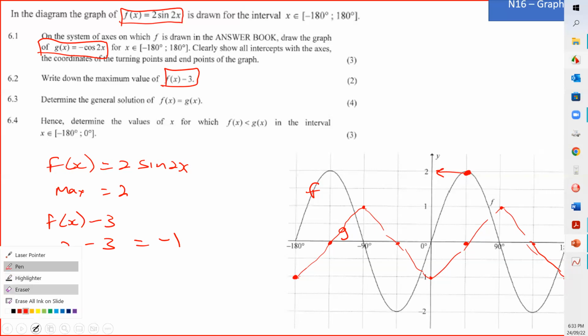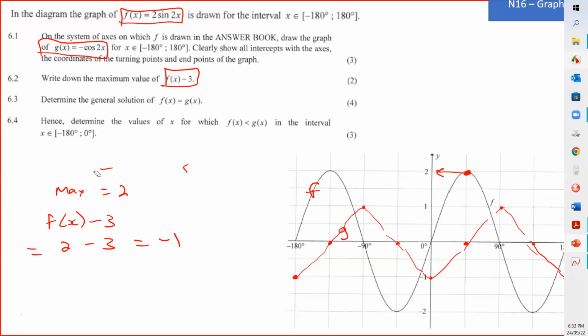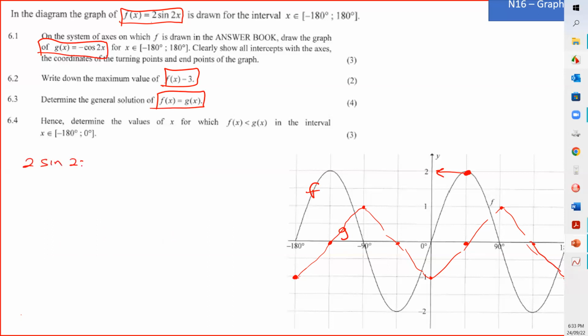Okay, the next question, a little bit more tricky, dealing with a trig equation. So it wants to know, or determine the general solution of f of x is equal to g of x. So we're into trig equations. So what I'm going to do is equate both the graphs. The f graph is on the top, which is 2 sine 2x, which is actually equal to the g graph, which is minus cos 2x.